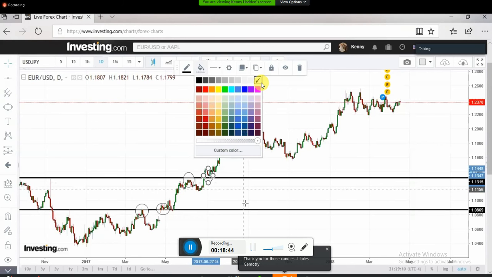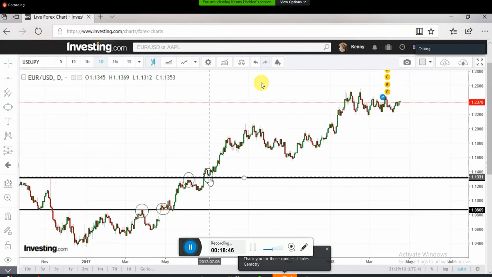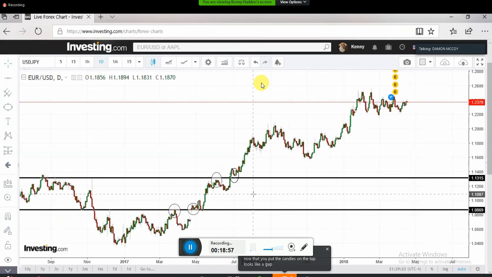Yeah. See that wick right there? There's a wick right there. Somebody said thanks for those candles. They didn't do well in geometry. Oh, okay.